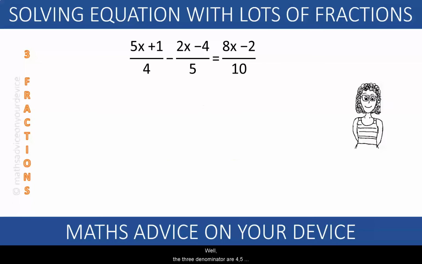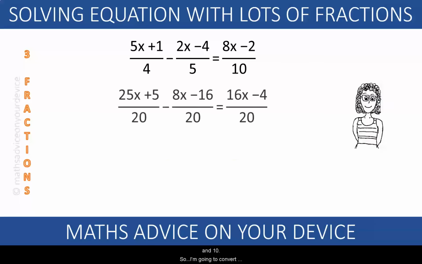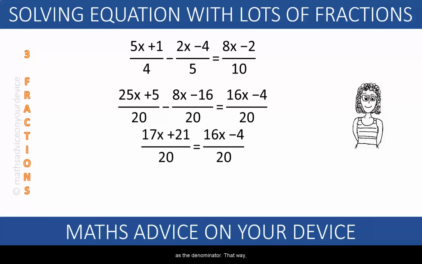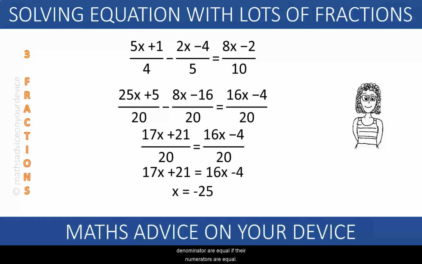Well, the denominators are 4, 5, and 10, so I'm going to convert these 3 fractions into equivalent fractions with 20 as the denominator. That way I can easily simplify the numerator and leave the same denominators. 2 fractions with the same denominator are equal if their numerators are equal. So 17x plus 21 must be equal to 16x minus 4, and so x equals negative 25.